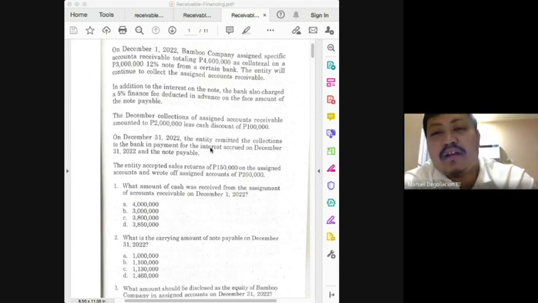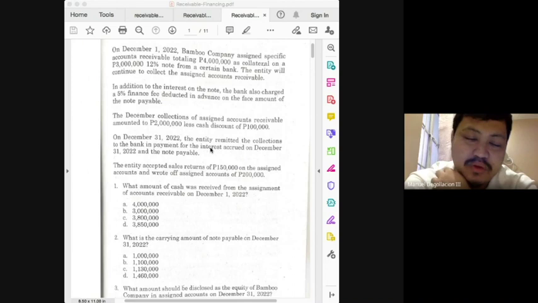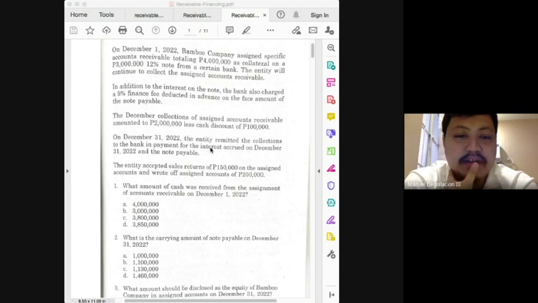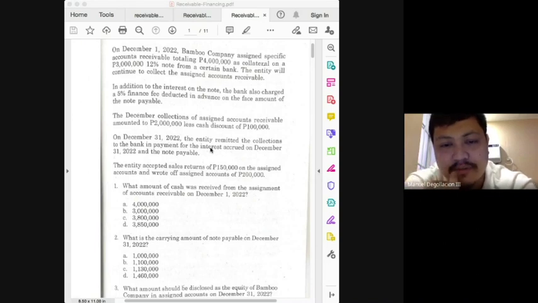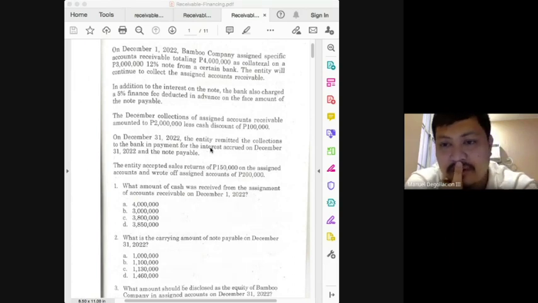And this is where the 12% stated rate on the note comes into play. Since the note has a stated interest of 12%, that means per month it will earn 1% interest. And how much is 1% of 3 million? That's 30,000. So that means for the month of December, we owe the bank interest amounting to 30,000. So the 1,900,000 that we are giving to the bank will be applied first to the interest, to the 30,000 interest that has already accrued. Okay, that has already become due.